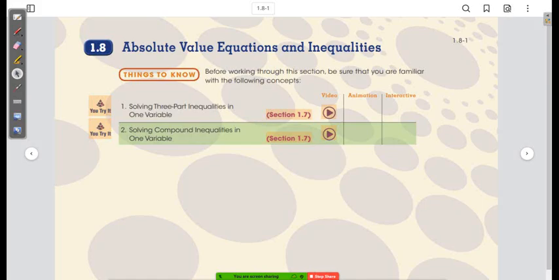Right, today we're talking about Chapter 1, Section 8, Absolute Value Equations.